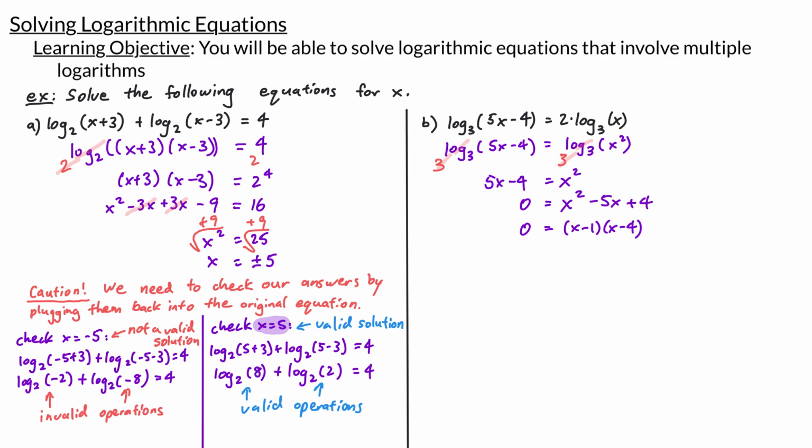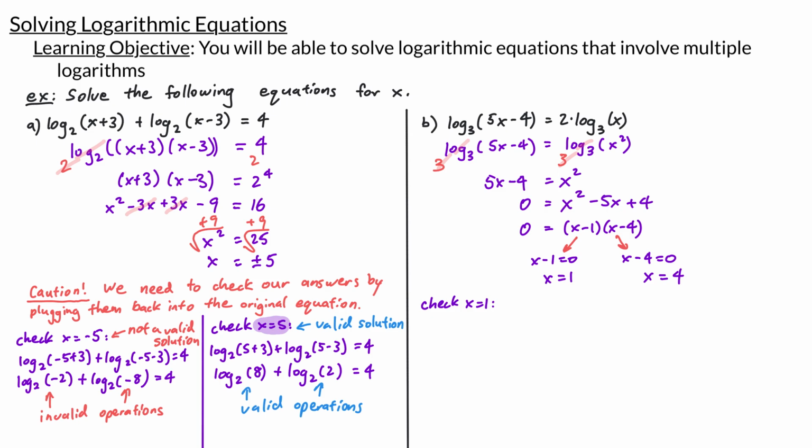And now what we can do is split this equation up into two parts. We have x minus 1 equals 0 and x minus 4 equals 0. On the left-hand side, we can add 1 to both sides to get x equals 1. On the right-hand side, we add 4 to both sides to get x equals 4. So these are my two potential solutions, x equals 1 and x equals 4. But we need to confirm whether or not they actually work in our original equation. So let's start by checking x equals 1.